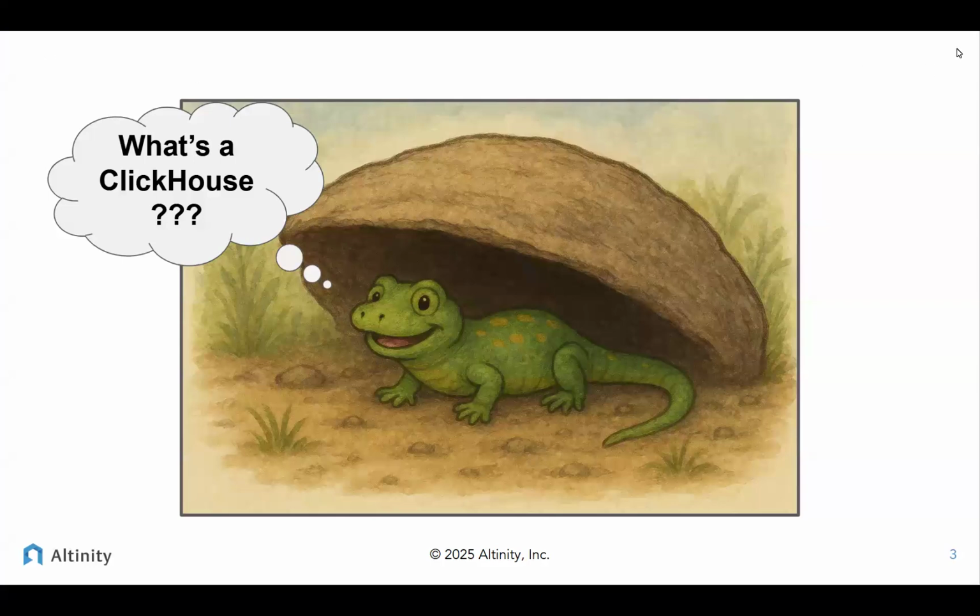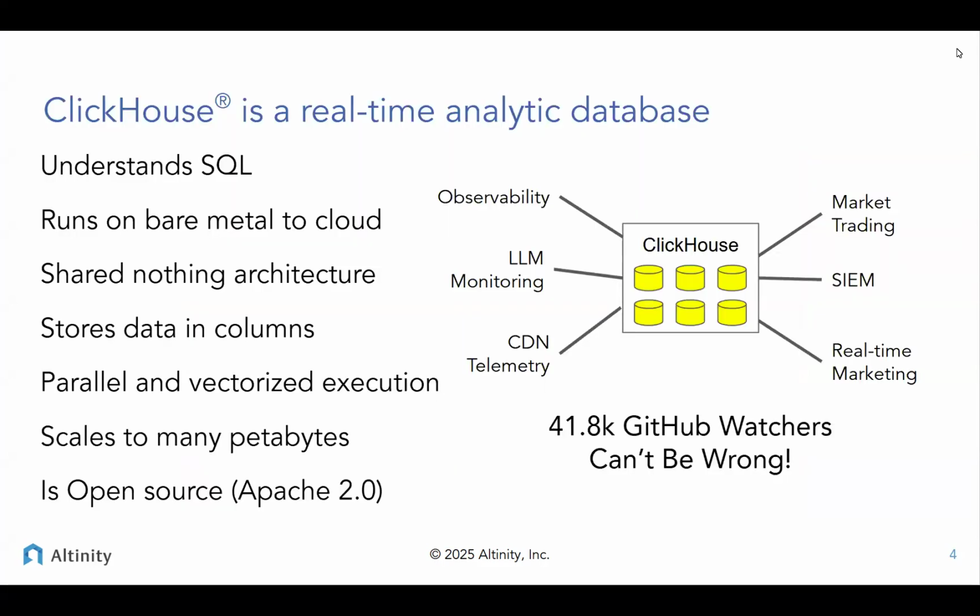And for those of you who are new and have been living under a rock, the first question is, what is a ClickHouse? Let's just have a quick intro. If you're not familiar with ClickHouse and this is your first time hearing about it, it's a real-time analytic database. You can think of it as combining the best features of an open source database like MySQL, a relational database, and analytic databases. From the MySQL side, you get things like, hey, we understand SQL. It runs anywhere. It's open source. From the analytic database side, we get things like storing data in columns, being able to use parallel and vectorized executions so that we can get very, very fast results, being able to scale to many petabytes.